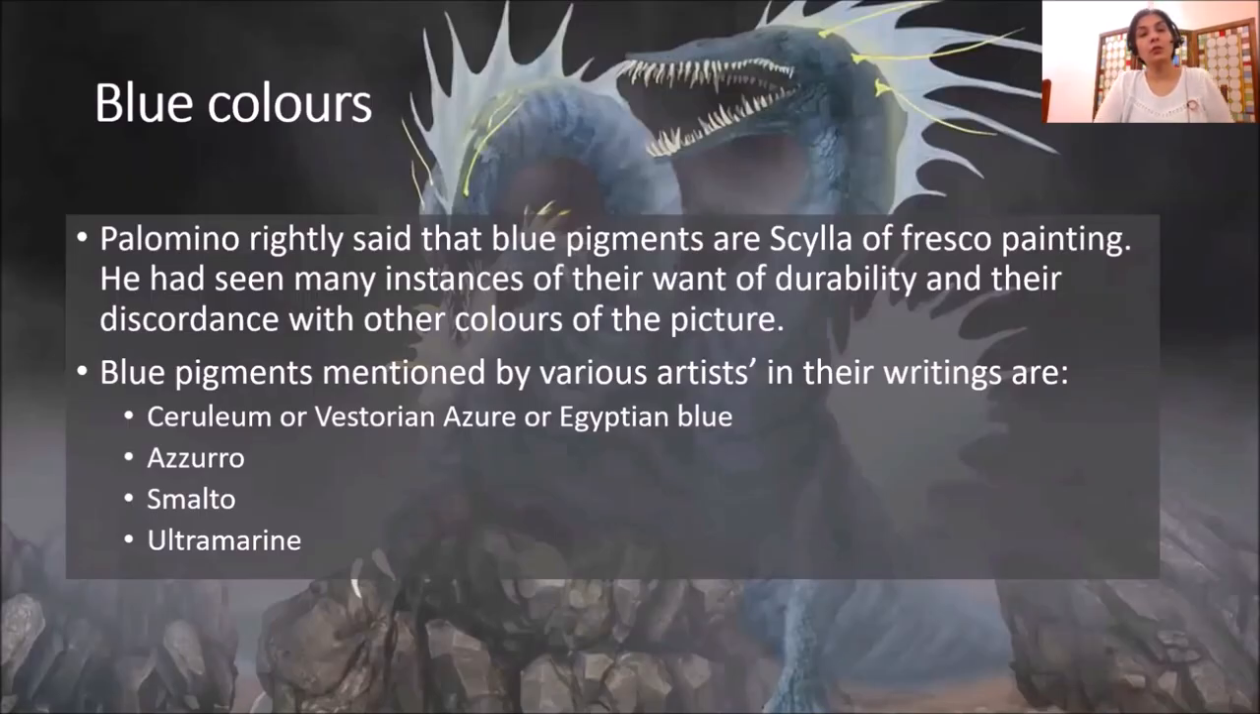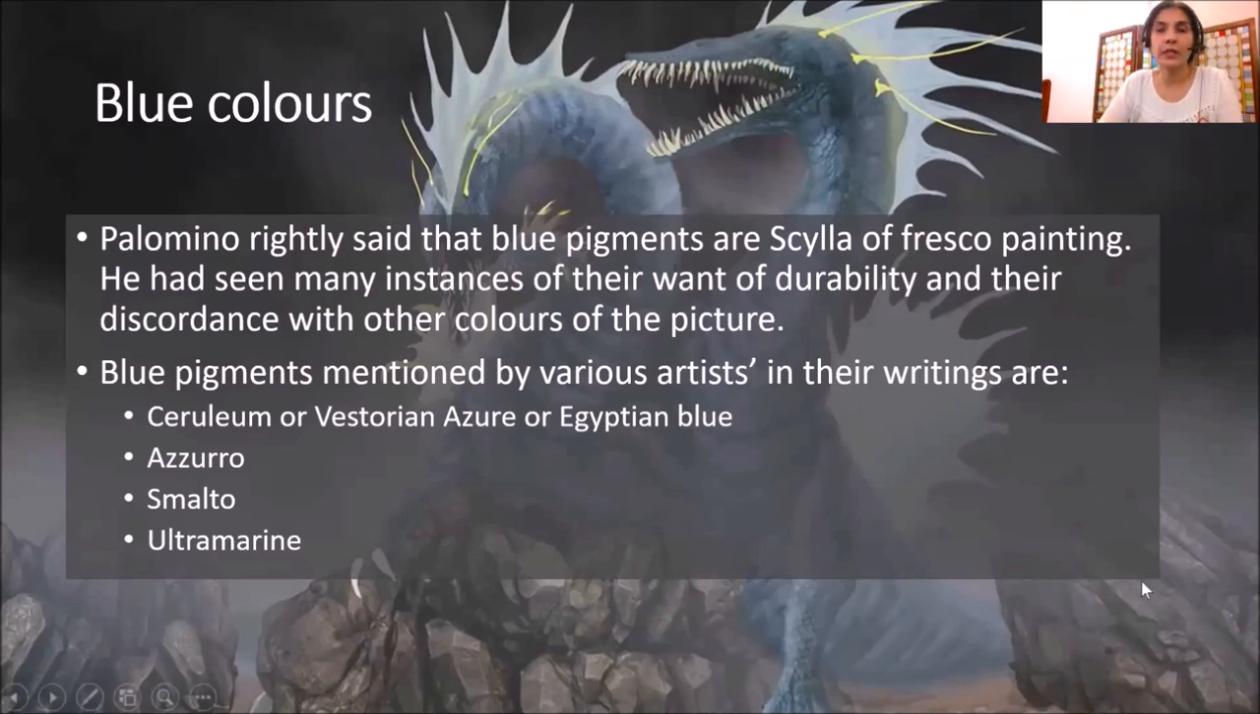So I'll just go back to screen sharing. Blues are rarely seen in nature, and they are not durable if they are seen. So Egyptian blue, or ceruleum, is the first synthetic pigment which is blue and durable. Smalto is more glass-like, so it is good for frescoes. And ultramarine is from lapis lazuli, which is again a bright blue. Mostly it was ultramarine that was used in the old paintings, frescoes and temperas.